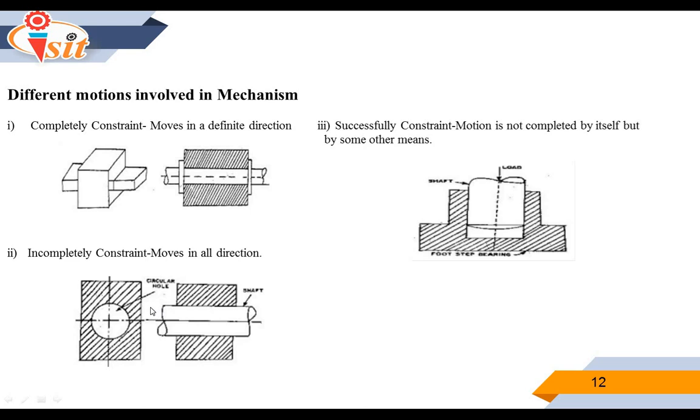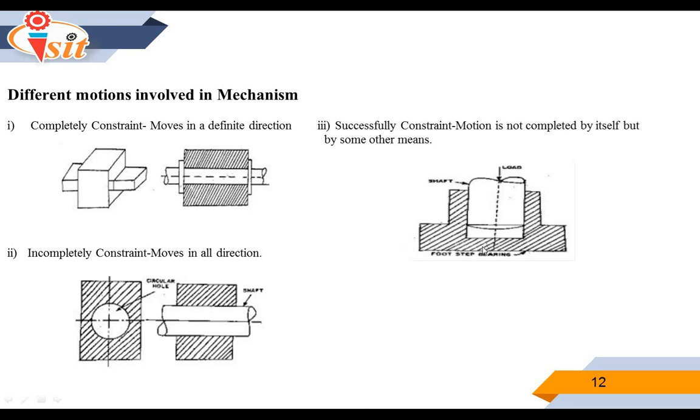Incompletely constrained means when the motion between a pair can take place in more than one direction, then it is called incompletely constrained motion. Here you can see a shaft in a circular hole. The shaft is rotating and also moving up and sideways, in rotating condition also. That's why the motion between the pair takes place in more than one direction. That's why this is incompletely constrained motion.